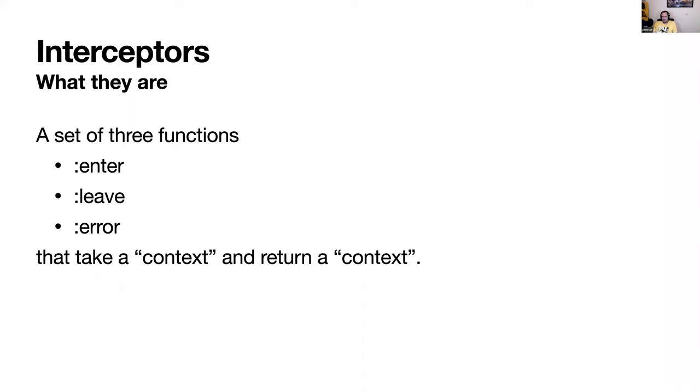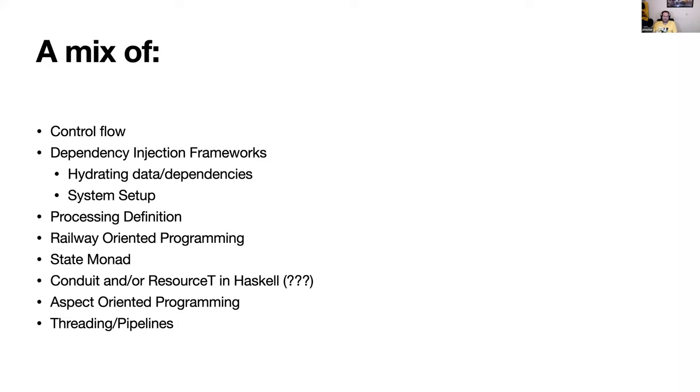So what they are, essentially, every implementation pretty much boils down to a set of 3 functions, usually done as a map with an enter, a leave, and an error function. And each of those functions takes a context and returns the context. What are they? They're control flow, and they're partly dependency injection frameworks, because you put things on a context: you hydrate your data, you can do some system setup, you can put in different dependencies, stick it in the context, and your context flows through all these interceptors.